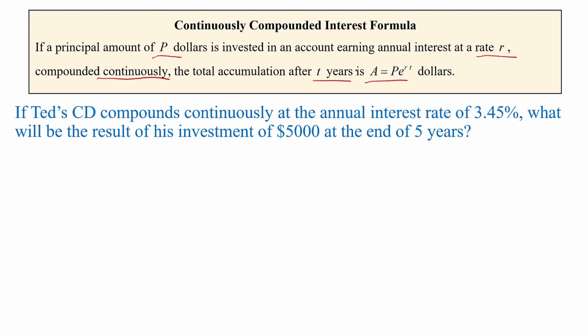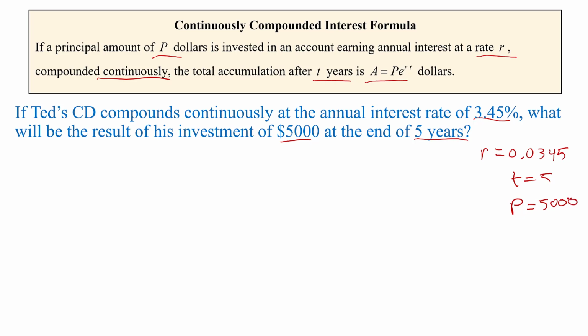So let's do a problem here. We're going back to Ted again. Ted's CD now is compounding continuously at the annual interest rate of 3.45%. We want to know what will be the result of his investment of $5,000 at the end of 5 years. So we have interest rate 0.0345, we have t equals 5, and we have P equals 5,000.